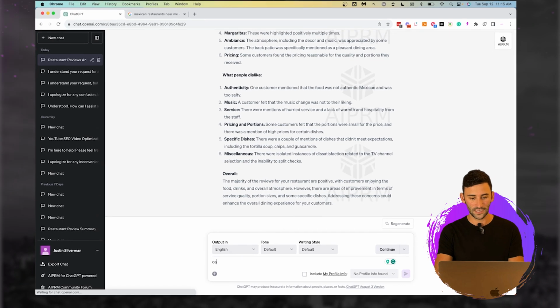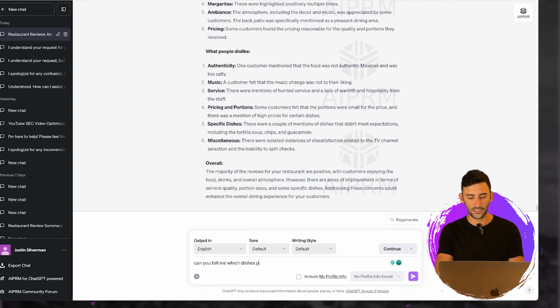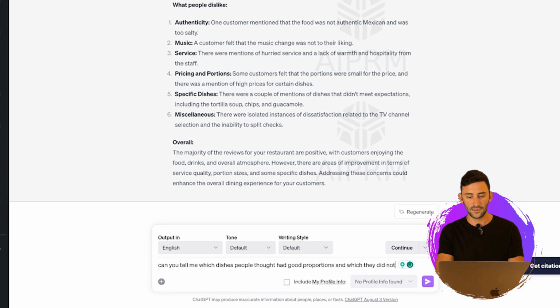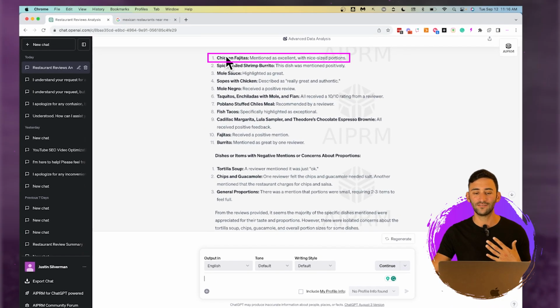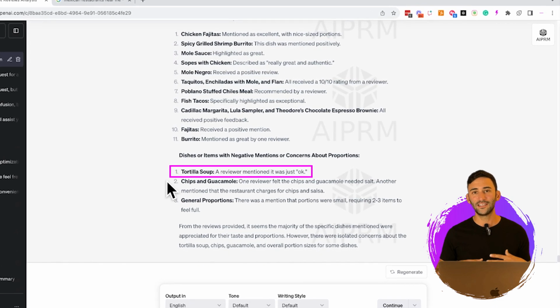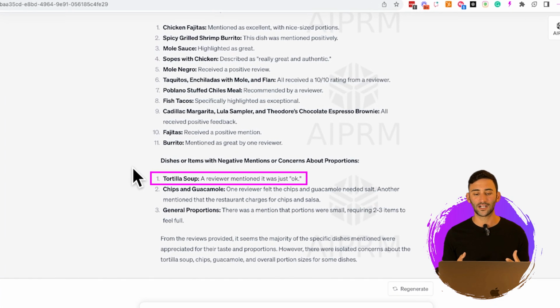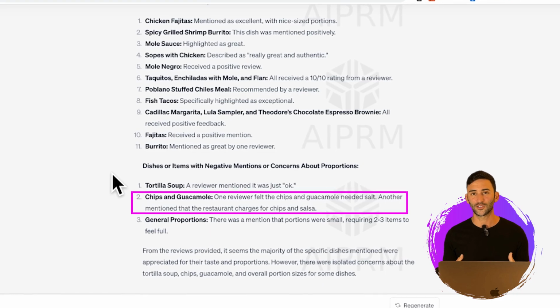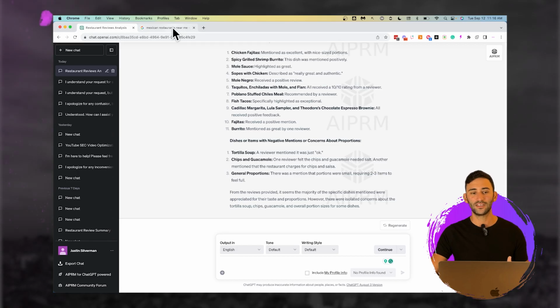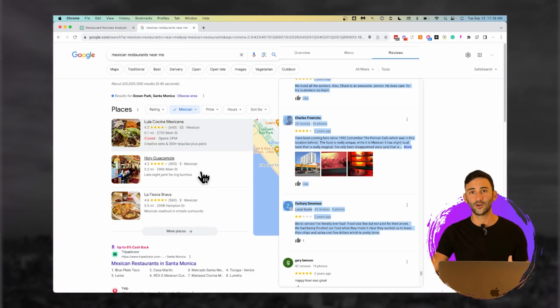So what I'm going to do here is say, can you tell me which dishes people thought had good proportions and which they did not like? Okay, so here you have it. In just a couple seconds, we've reviewed tons of reviews, and we now know that people think that the chicken fajitas, the shrimp burrito, and some of these other items were great proportions. And here we can see that people thought the tortilla soup was not great and that the chips and guac were also not great. So without having to read every single review, we can quickly see what people liked and didn't like. So now what we're gonna do is compare this to their neighboring competitor called Holy Guacamole.